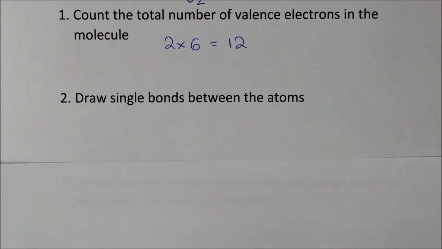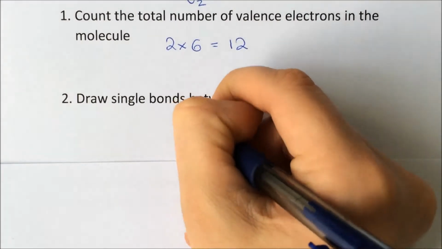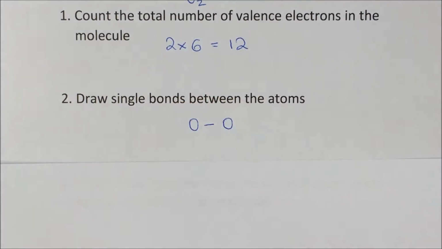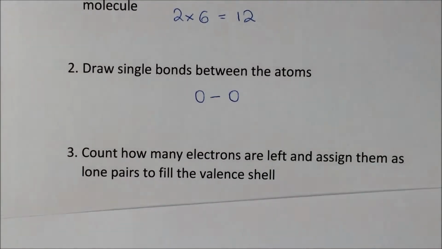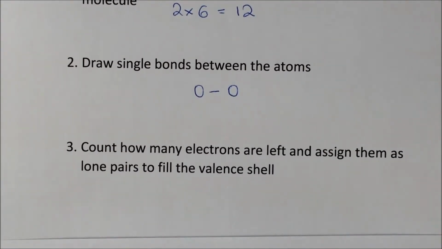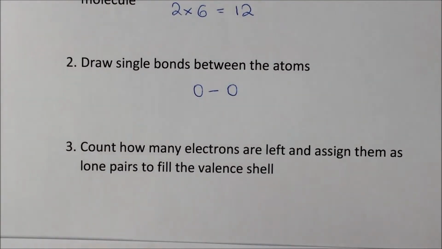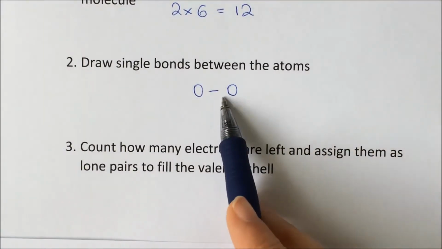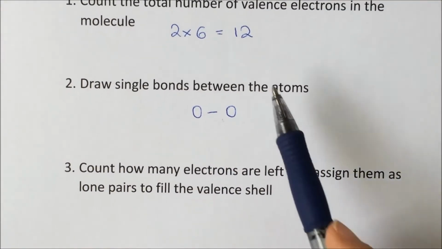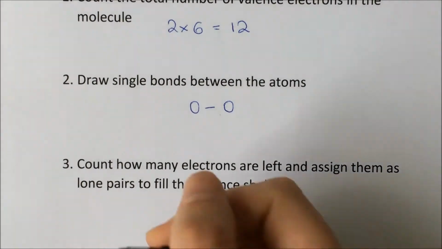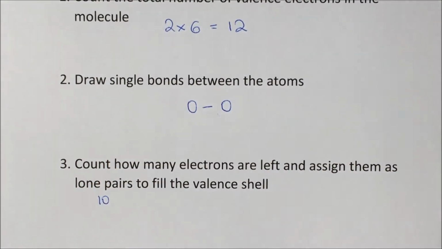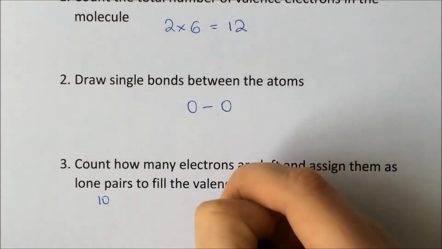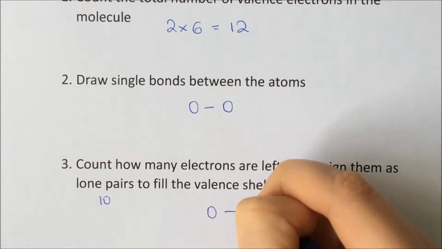So our first step is to draw a single bond between the atoms. Here we have our single bond. The next step is to count how many electrons are left and assign them as lone pairs. We've accounted for 2 electrons in this structure. We need 12 electrons altogether, so we have 10 electrons left over. Since we have a nice symmetric molecule, let's just assign 5 electrons to each oxygen.